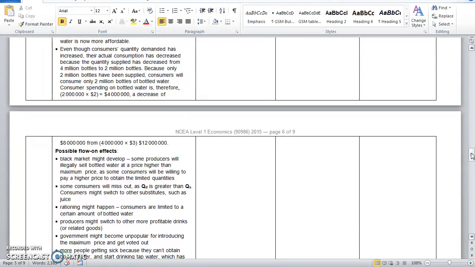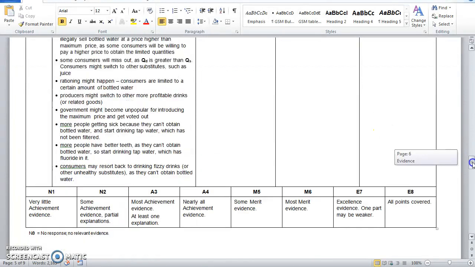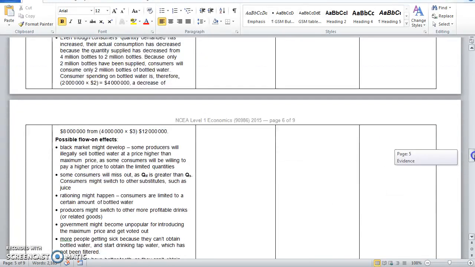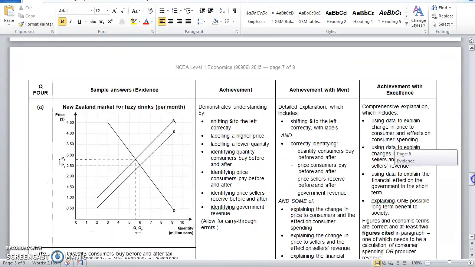That's just saying why they're going to let go staff, referring to costs, not needing them, the change in revenue, the price, that type of thing, is explaining. So you can have a look at these flow-on effects and they're just giving you an idea of what you could have said. Make sure you state rationing might happen and then explain what you mean by that, or whatever else you choose. So on to the big question here, and I just want to spend a bit of time on it. And that is the tax.